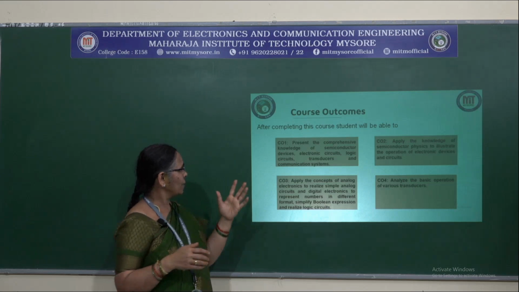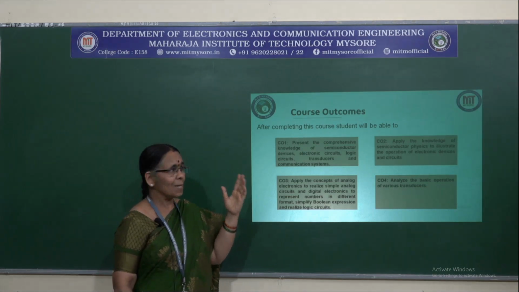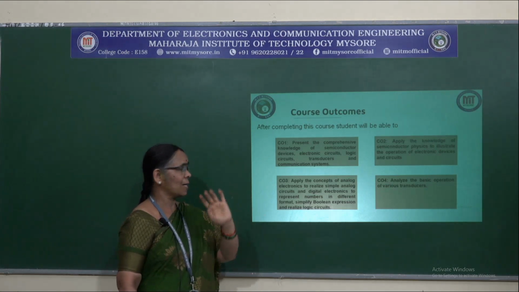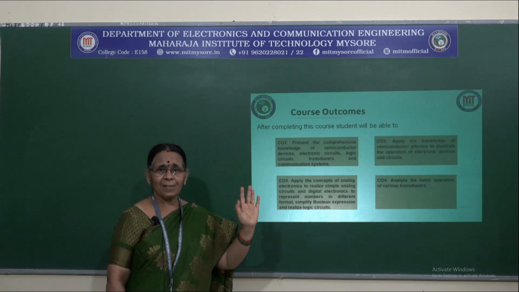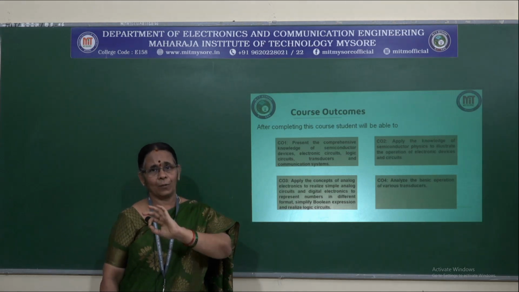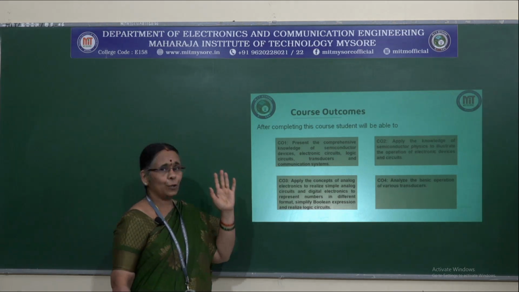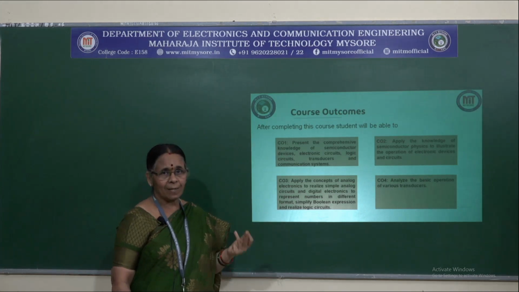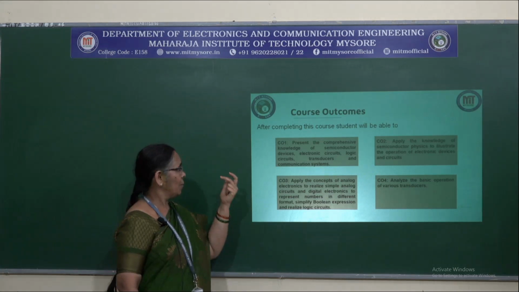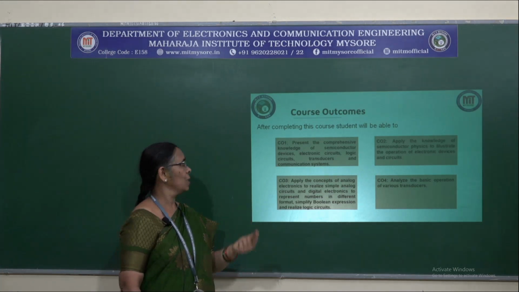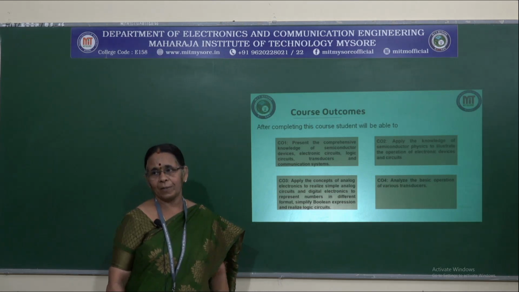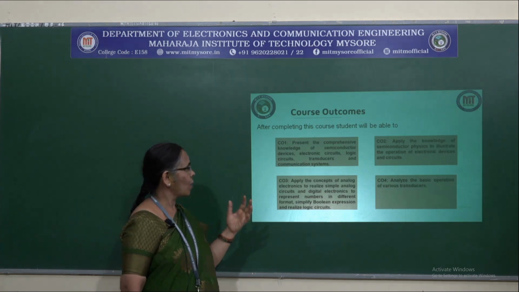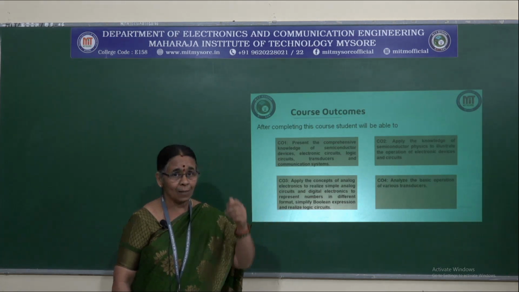Course outcome 1 presents a comprehensive knowledge of semiconductor devices, electronic circuits, logic circuits, transducers and communication system. So it covers all the 5 modules whatever you have studied. He should be able to comprehend the semiconductor devices, transistors, Boolean expressions, that is logic circuits, and also the transducers and the communication systems. So that's CO1.